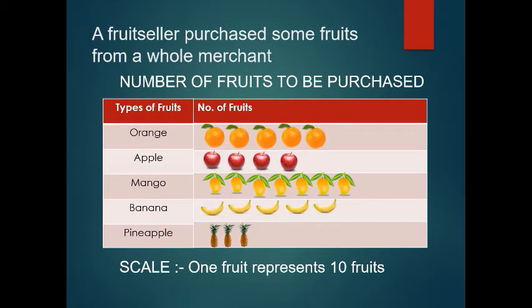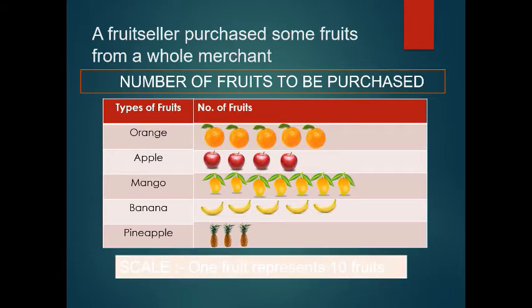Let's take an example. A fruit seller purchased some fruits from a wholesale merchant. In this, the number of fruits purchased is your title. It clarifies the meaning of the data represented. It tells what the pictograph is about. This is at the top of the graph. Then the types of fruit are your data or labels. These are the headings of what the graph is about. Like in this example, the types of fruits, orange, apple, mango, banana, pineapple, are the labels.